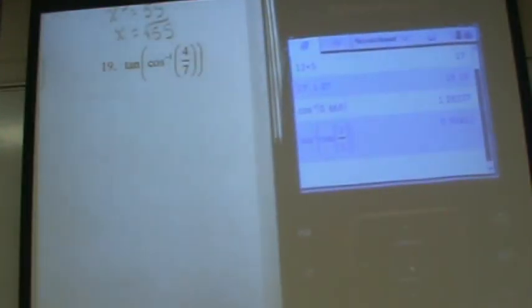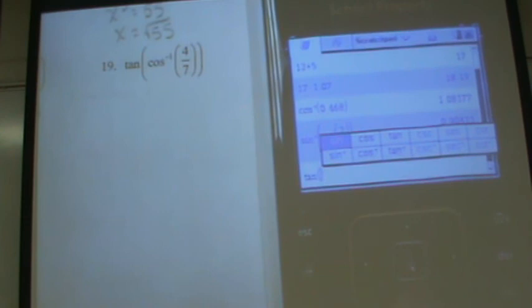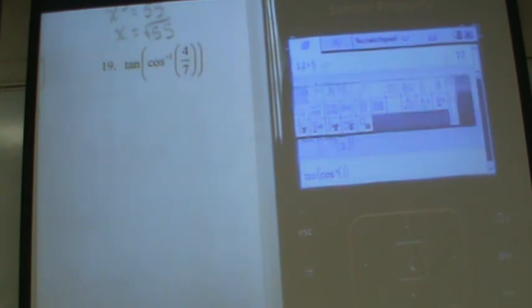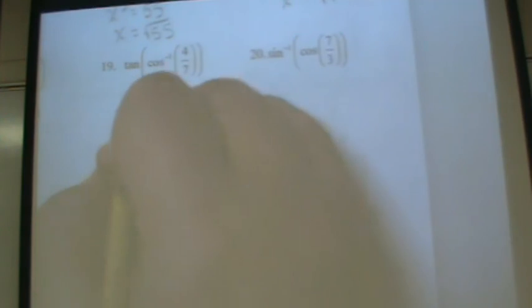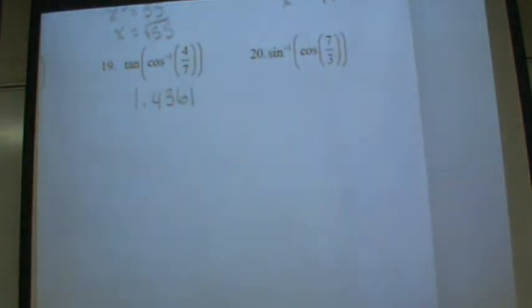Number 19. Again, you're going to go to your trig key, tangent first, put the inverse cosine inside of that, and then again the fraction key with 4/7 and hit enter. So we get 1.4361.